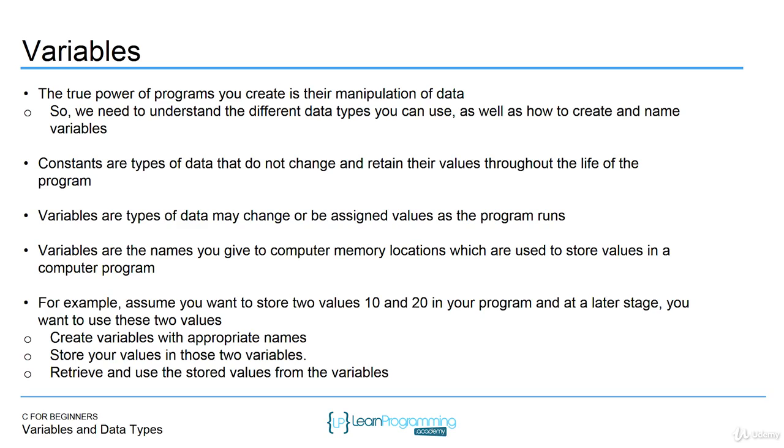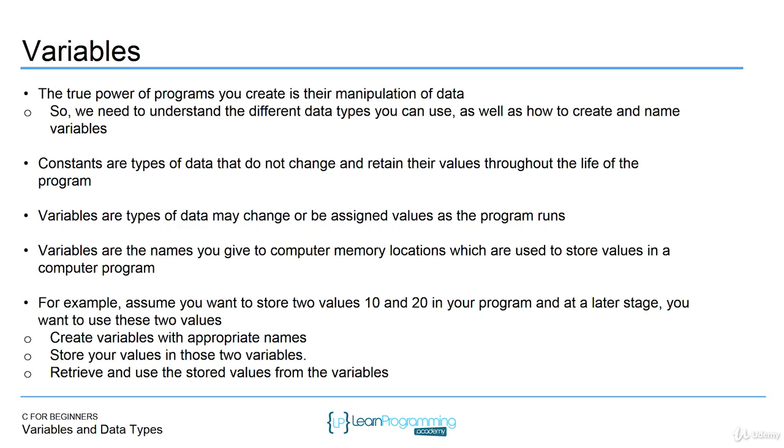So for example, assume you want to store two values, 10 and 20, in your program. And at a later stage, you want to use these two values. What you would do with this data is you would first create two variables with meaningful names. Probably something like, depending on what the 10 and the 20 represented, but it might represent ages. So you would say age1 equals 10, age2 equals 20. You always want to use meaningful names. And then you can store the value.